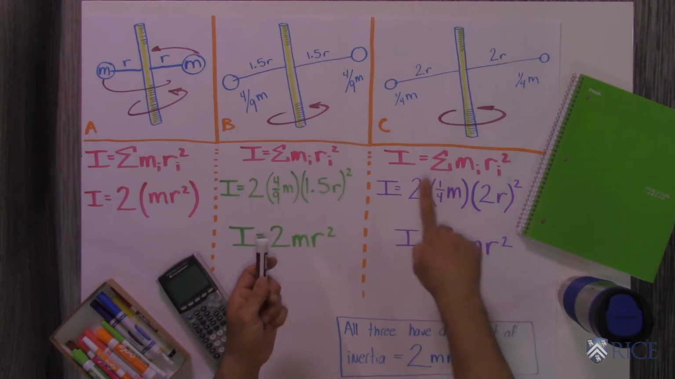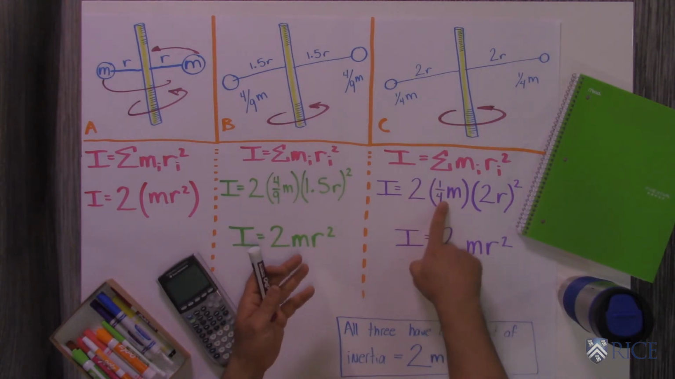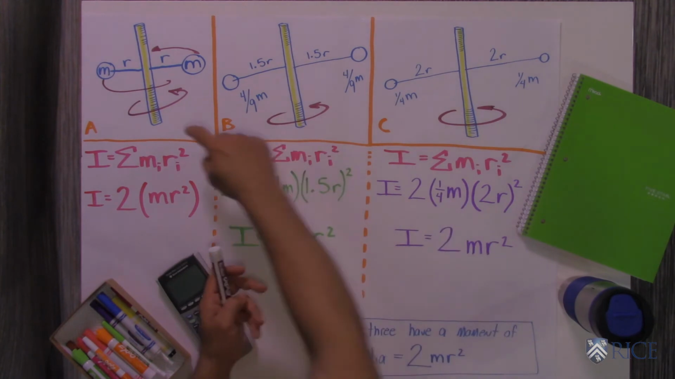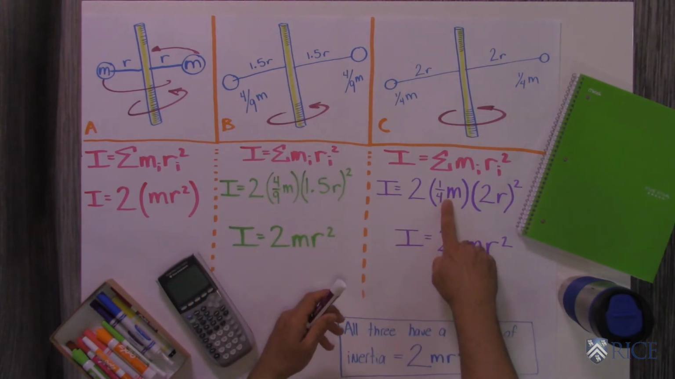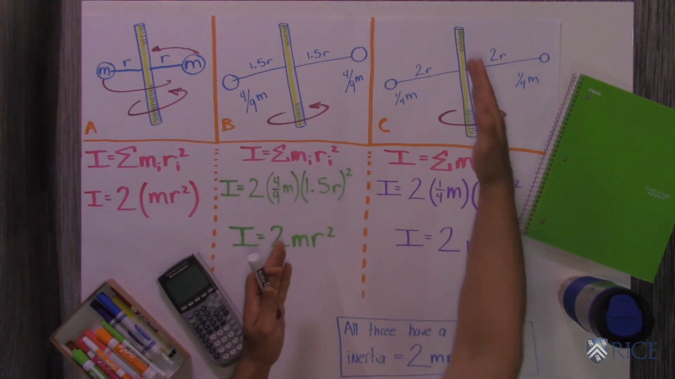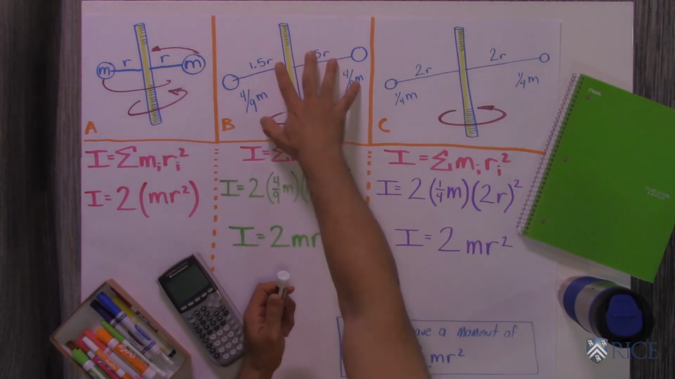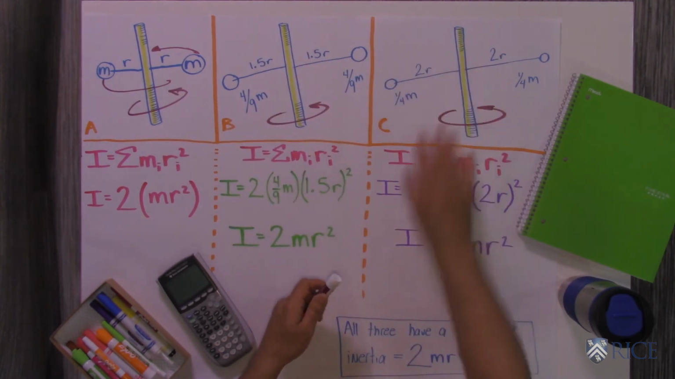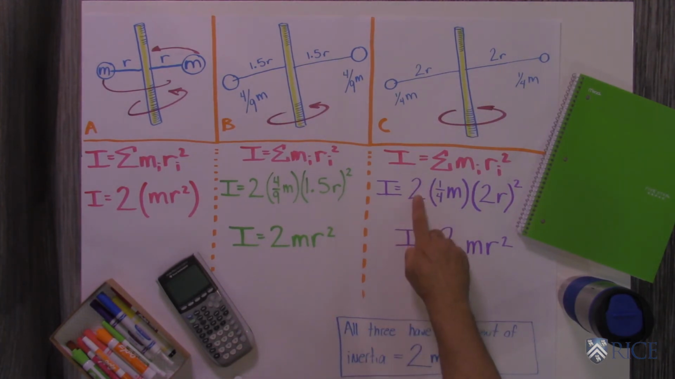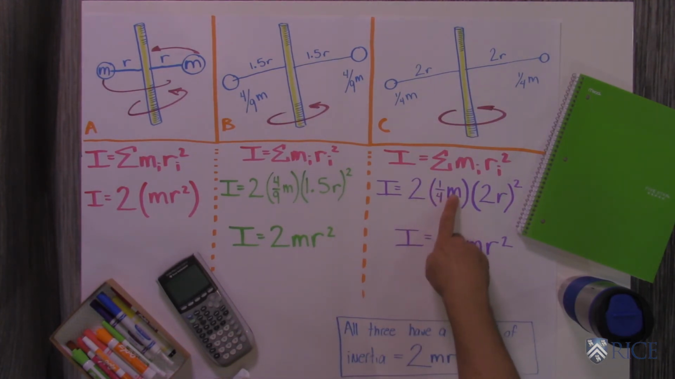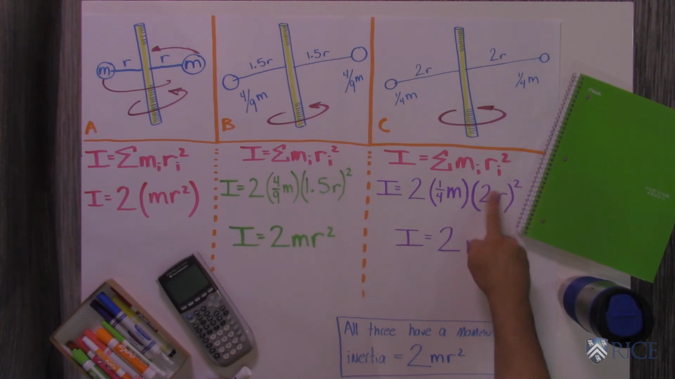Exact same formula. I got two pieces of mass. This time the mass is 1/4 as much as it was originally, and the only thing that's different is how far it is away from the axis. This time it was r, here it was 1.5, and here it's 2. So, plugged into my formula, I got 2, 1/4 of a mass, times 2r squared. And again, you put that into your calculator, and you get 2 mr squared. So, that's the surprise. The surprise is they all have the same moment of inertia.